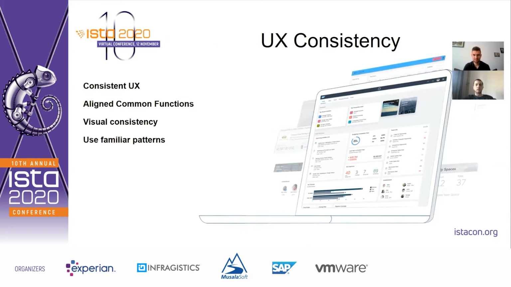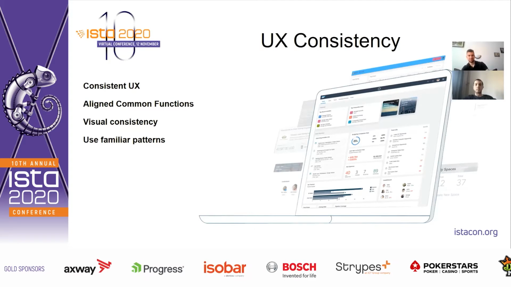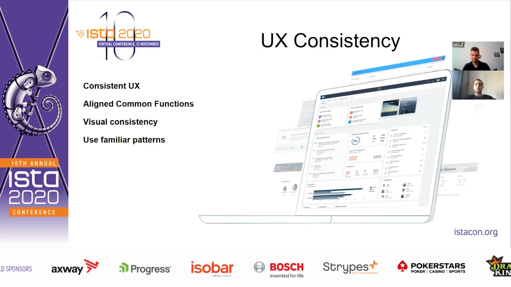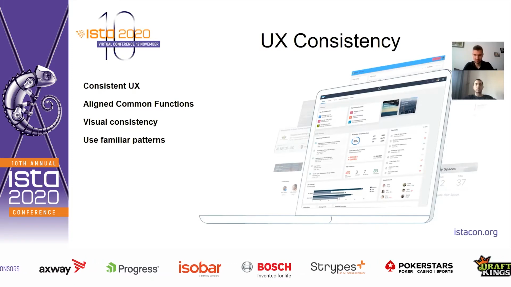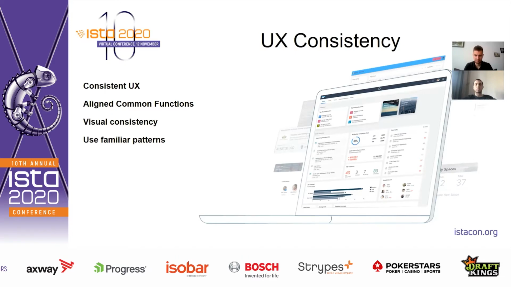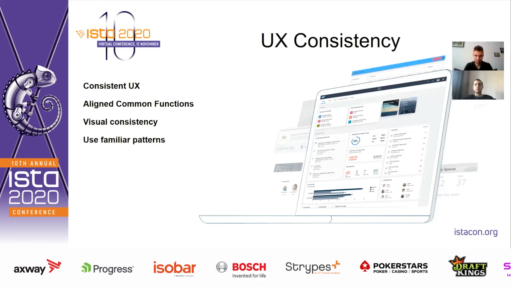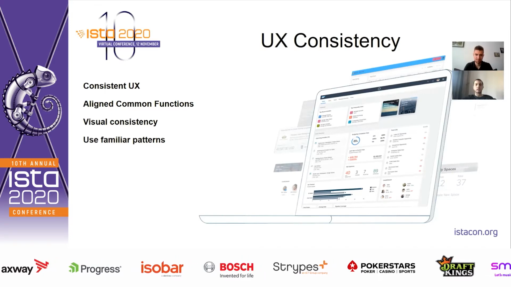After that, when it comes to UX consistency, we can talk about aligned common functions. For example, the way that we go back to our previous page, like a back button in the top left or in the bottom left, a way to scroll to the top of the page, and something like this.